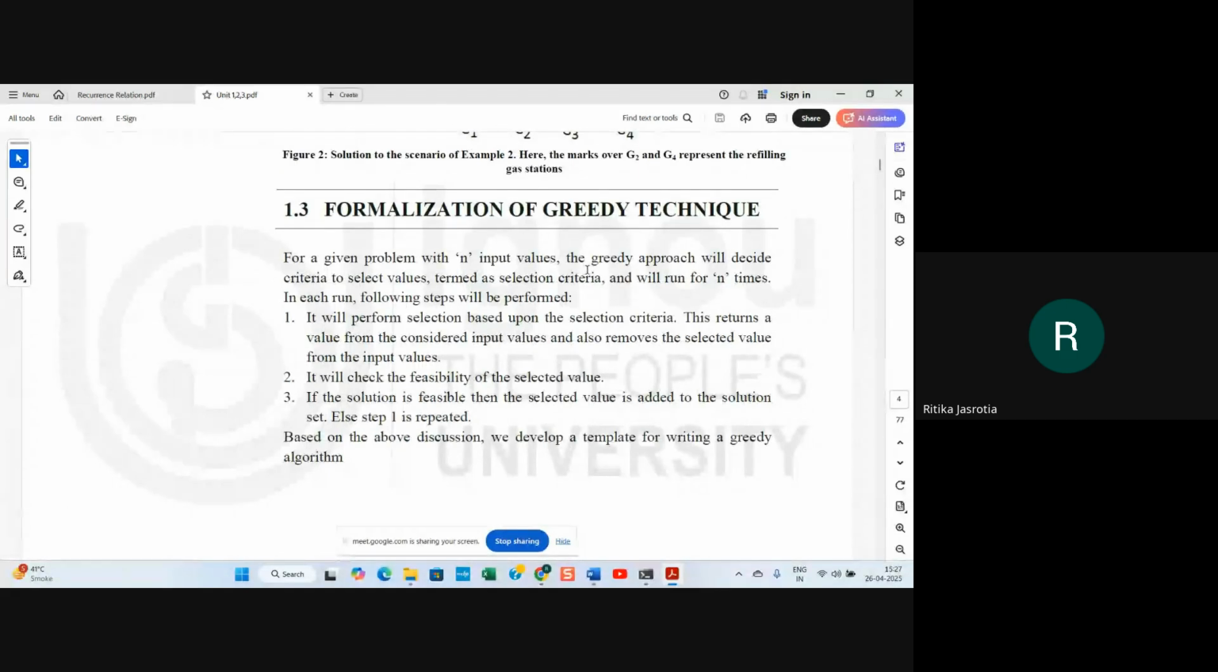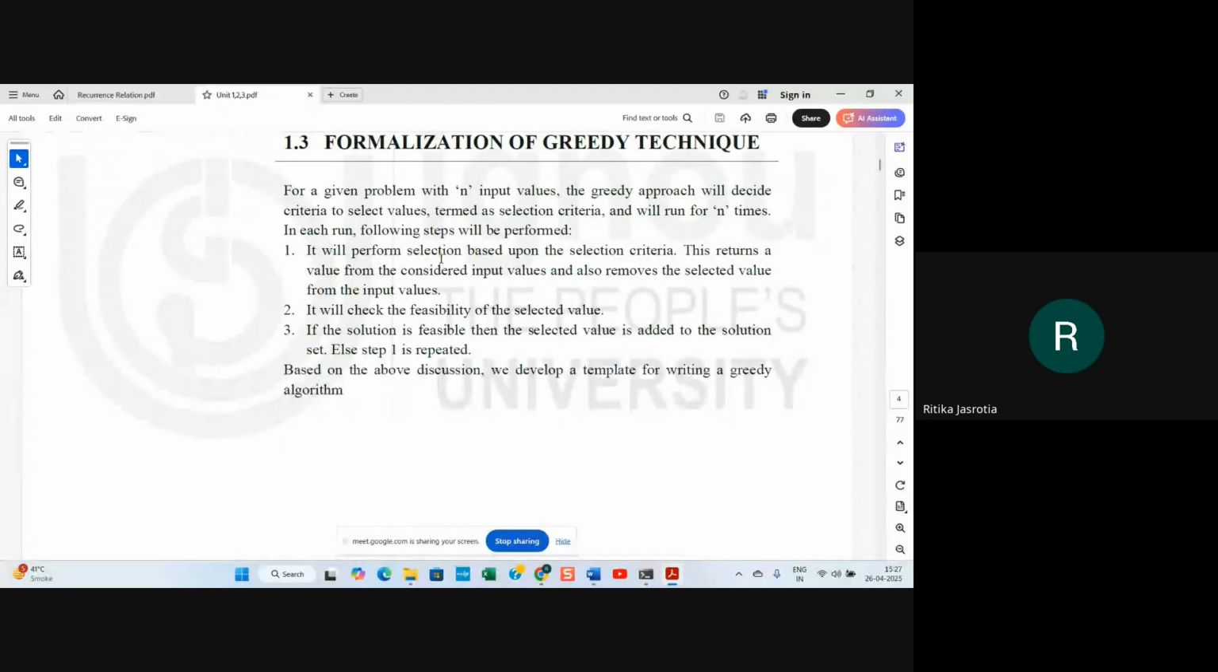So for the formulation of the greedy technique, for a given problem with n input values, the greedy approach will decide criteria to select values, termed the selection criteria, and will run n times. In each run the following steps will be performed. It will perform selection based upon the selection criteria, which returns a value from the considered input values and also removes the selected value from the input values. Then it will check the feasibility of the selected value. If the solution is feasible, then the selected value is added to the solution set, else step 1 is repeated.